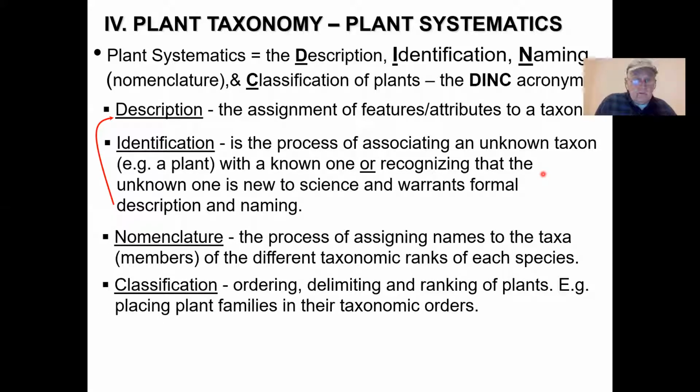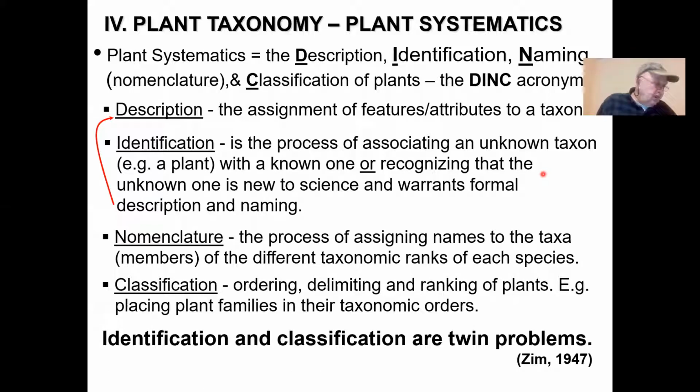Classification, we'll spend most of our time on that topic because it's the hardest one for the beginner to comprehend. Most of you have some experience with trying to ID, and we'll talk about that too. But let me say right now that classification is delimiting, ordering, and ranking of taxa, in this case, plants. Putting a family in taxonomic order would be an example. Putting a genus in a family would be another example. It requires higher level thinking skills.